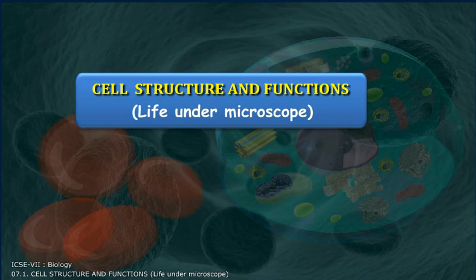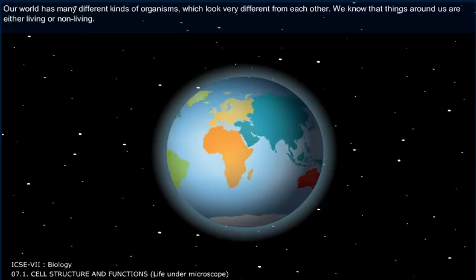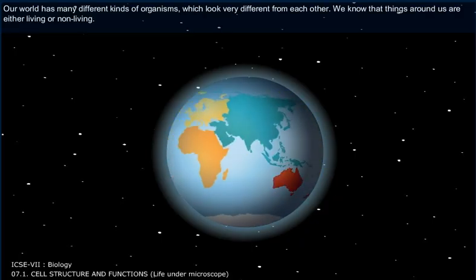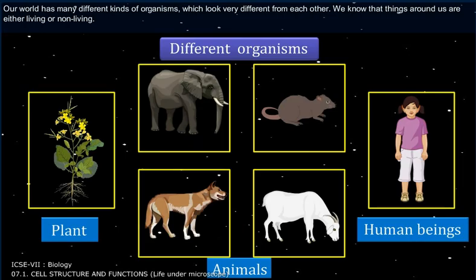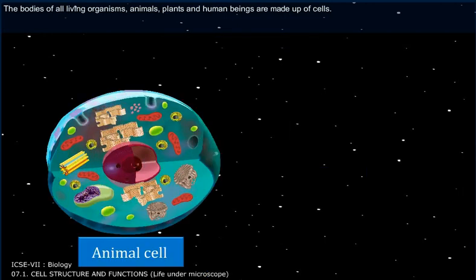Cell structure and functions. Learning about cell structure. Our world has many different kinds of organisms which look very different from each other. We know that things around us are either living or non-living. The bodies of all living organisms, animals, plants, and human beings are made up of cells.